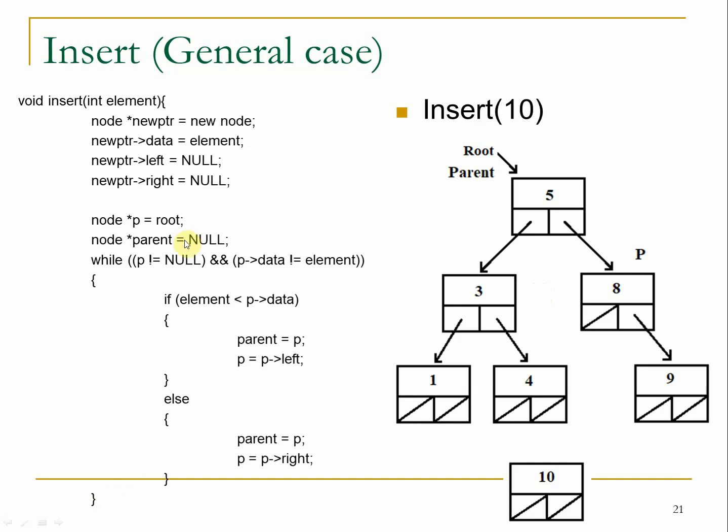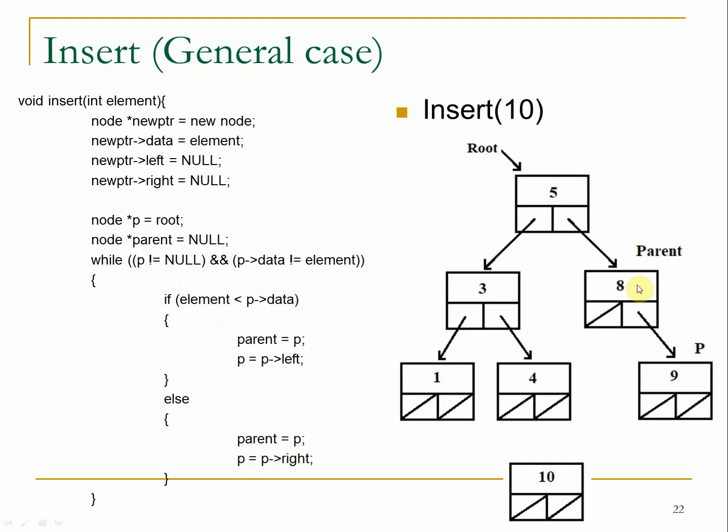The loop comes back. P is not equal to null. P has a location, and P's data 10 is not equal to 8. So we're good, we can continue the search. Again, the element, which is 10, is not less than 8, so we come to the else part. P will move to the next location. Before we move that, we need to make parent equal to P. So you can see parent is at this location, P is at this location.